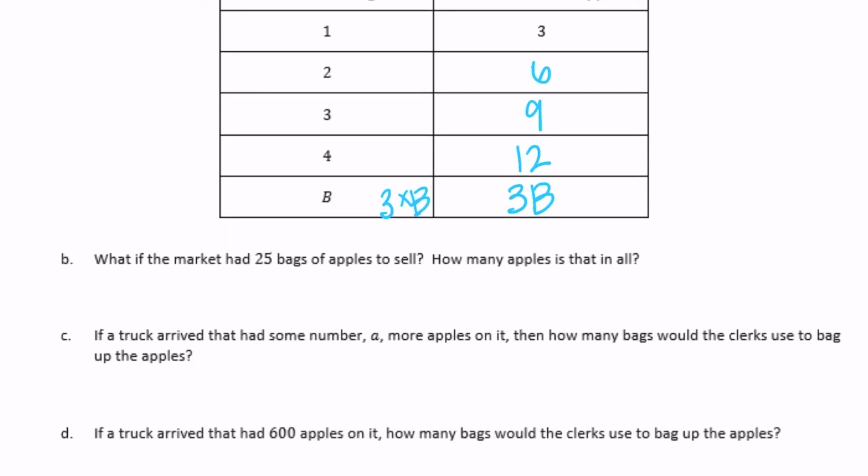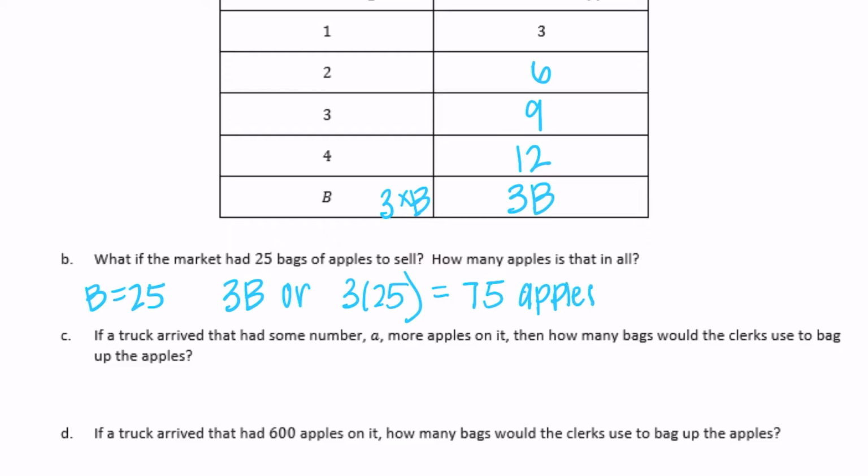What if the market had 25 bags of apples to sell? How many apples in that? So if B is equal to 25, then we would just need to do 3B, or 3 times 25, which would be equal to 75 apples. There would be 75 apples in 25 bags.